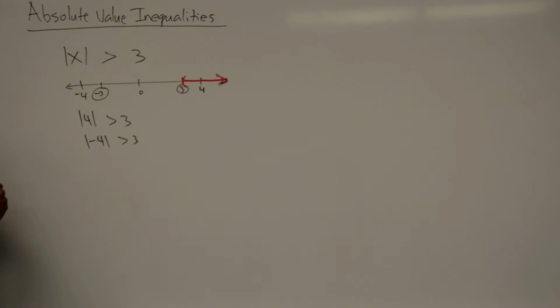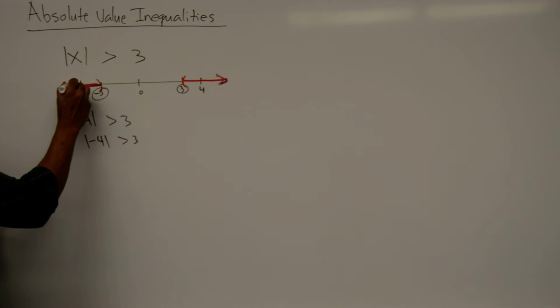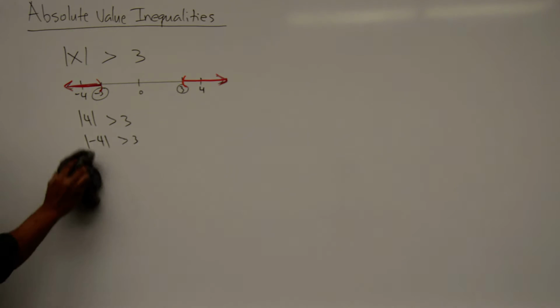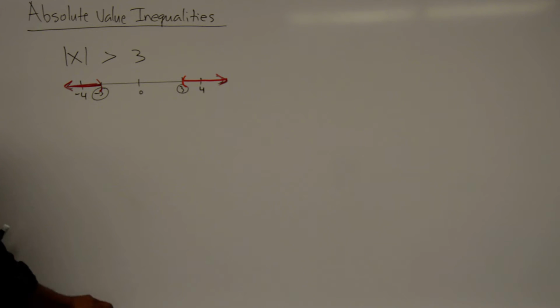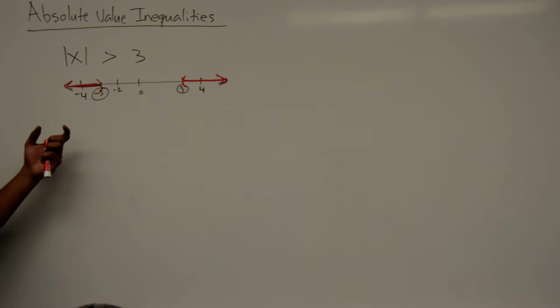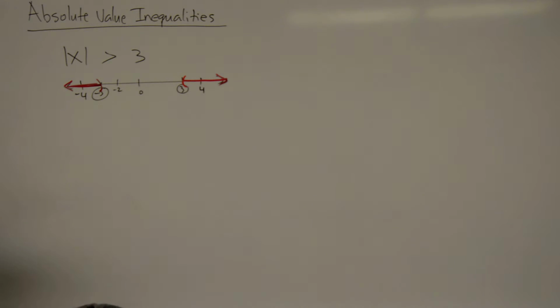So like negative 4, negative 5. In fact, any number to the left of negative 3 is going to be more than 3 spaces away from 0. Anything to the right of 3 and anything to the left of negative 3 is more than 3 spaces away from 0. If you look at something like negative 2, that's 2 spaces away from 0, so that doesn't count, because we want it to be more than 3 spaces away from 0.